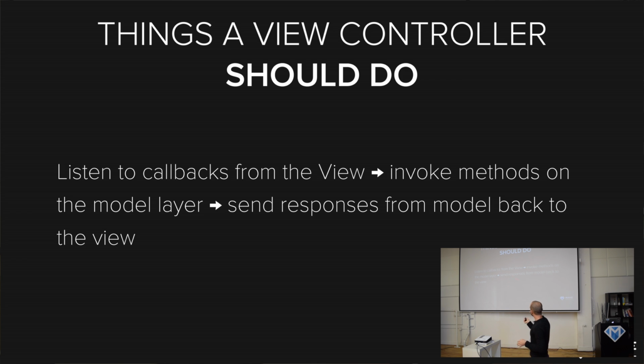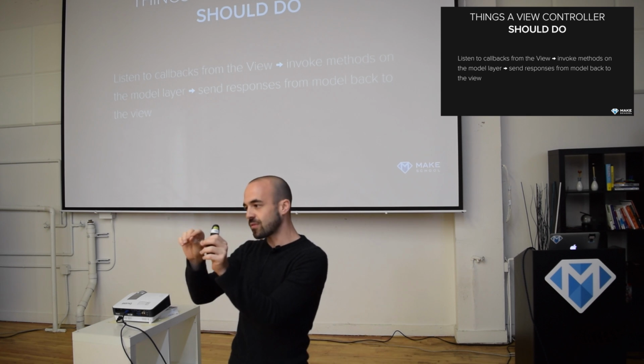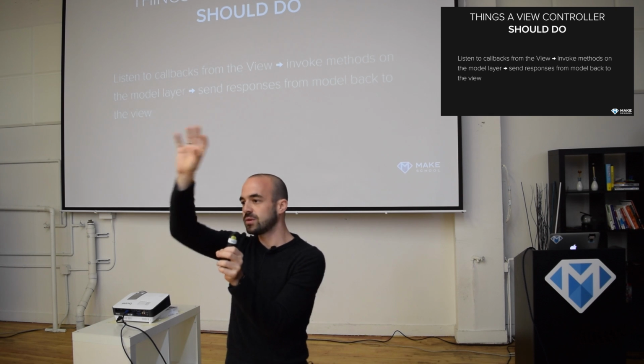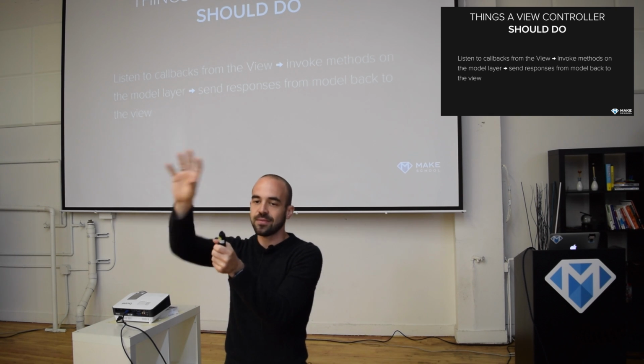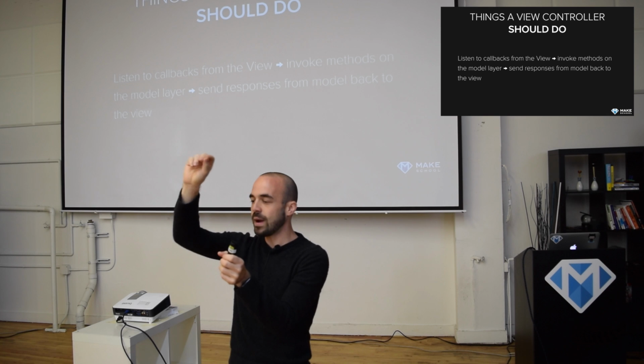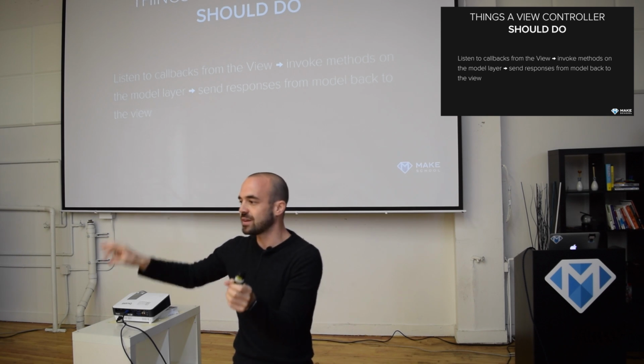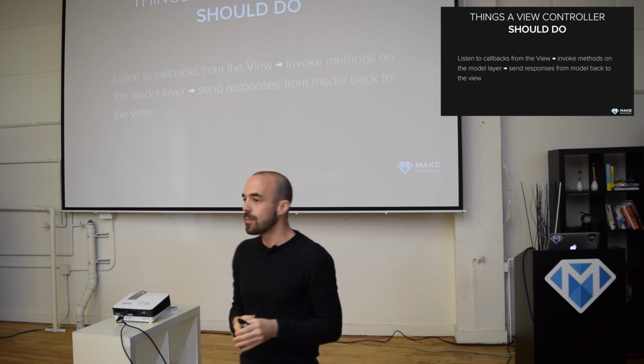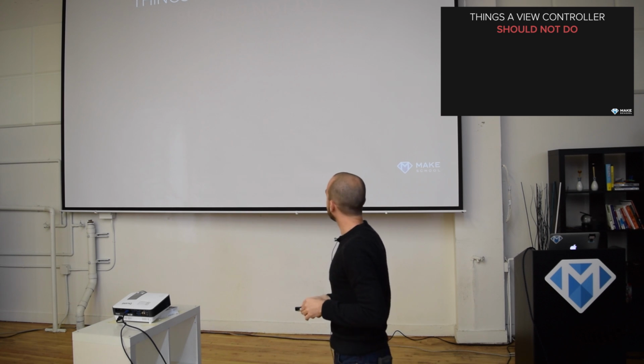Then it should wait for a response on the model layer, and once it gets that, it should refresh the view with the new data. So it just takes inputs from the view, talks to the model to basically activate the corresponding action, wait for the response from that action, and then update the view.